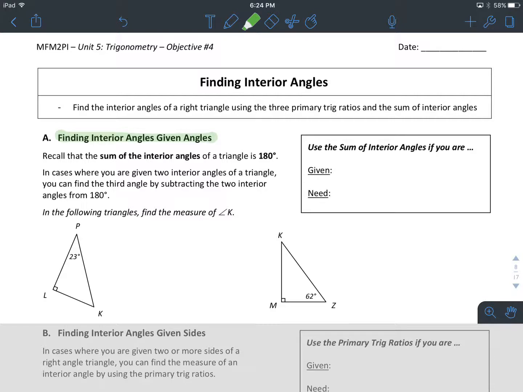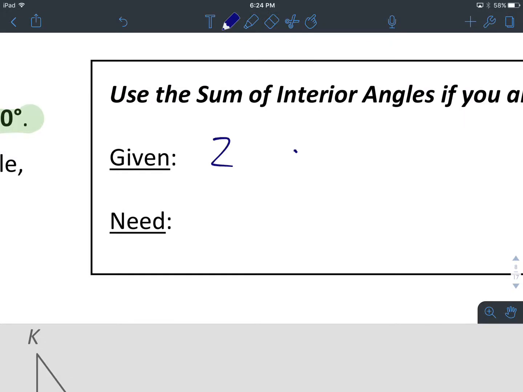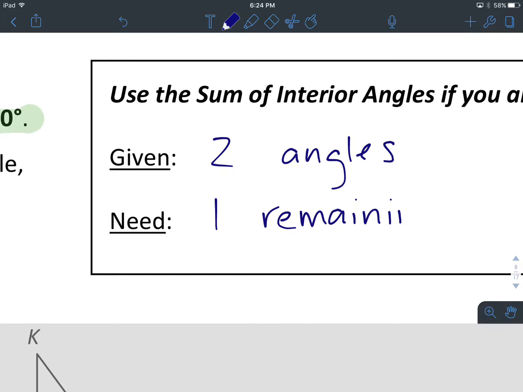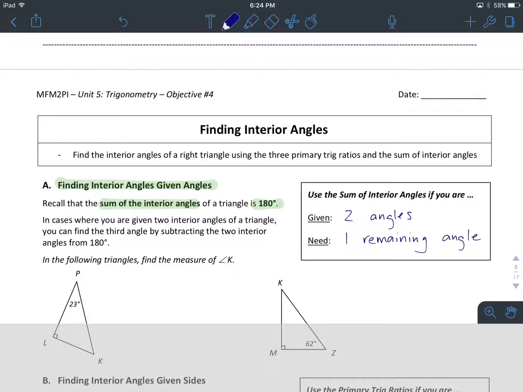As you'll recall, the sum of interior angles of any triangle is 180 degrees, which means that when you take the three interior angles of any triangle and add them together, you come up with 180 degrees. And this is good for us because given two angles inside a right angle triangle, you can find the one remaining angle using the sum of interior angles, our knowledge that the sum of the interior angles totals 180 degrees.